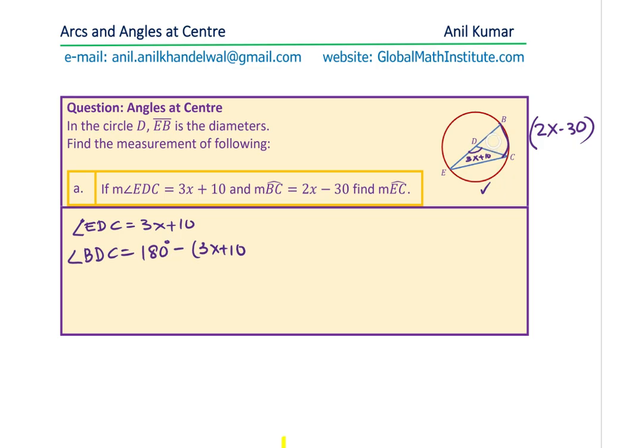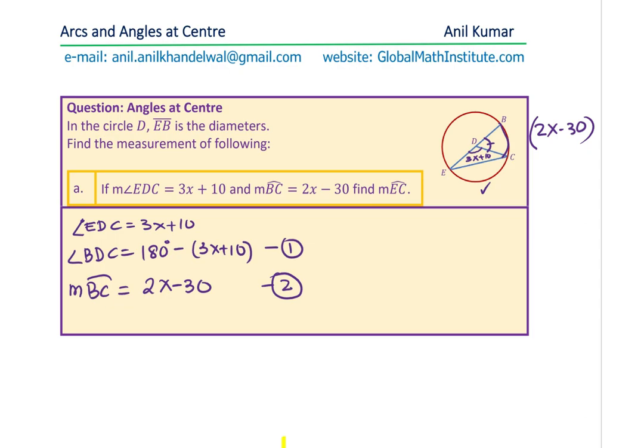And we know that that should be equal to the arc BC, right? And this should be equal to the arc BC. So that arc BC, which is given to us as 2x minus 30, that should be equal, right? So from here, we can equate equation 1 with equation 2. Since we know that these are equal. Perfect. So we have an equation to work with.